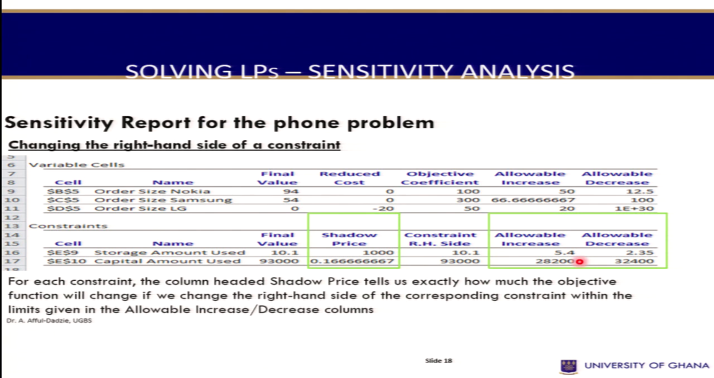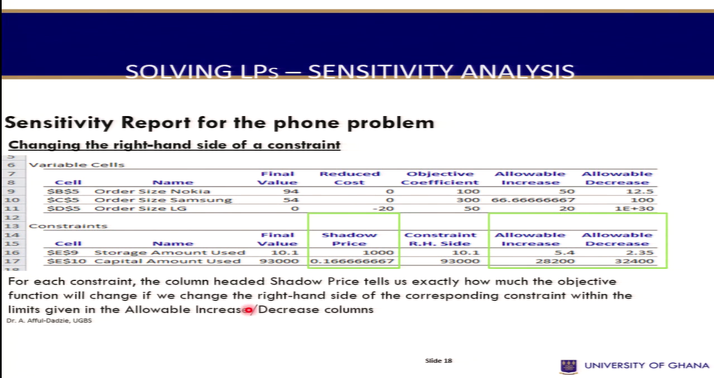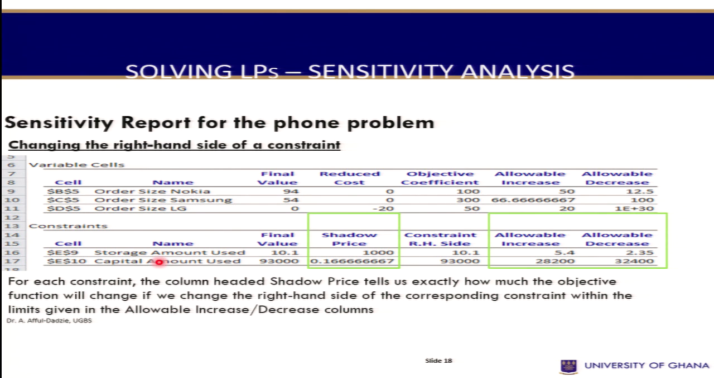Now, what is of most importance at this point is what we call the shadow price. For each constraint, the column headed shadow price tells us exactly how much the objective function will change if we change the right-hand side of the corresponding constraint within the limits given in the allowable increase and allowable decrease columns. Basically, if we add extra units of resource to what we already have, the shadow price tells us how much our profit would increase.